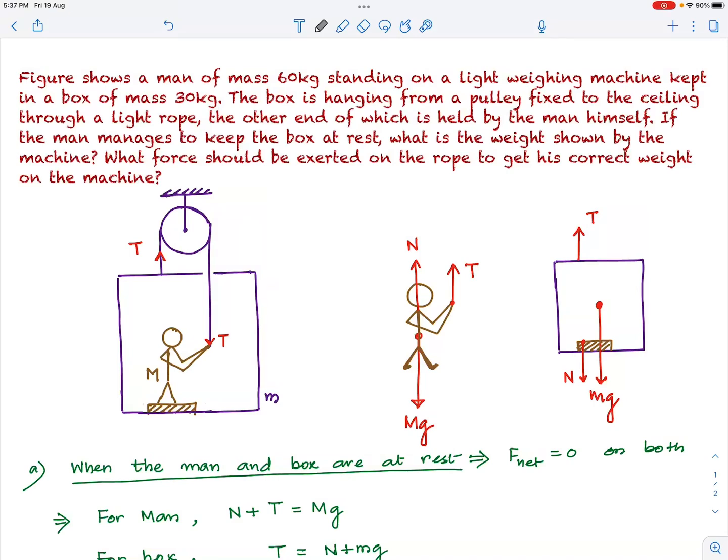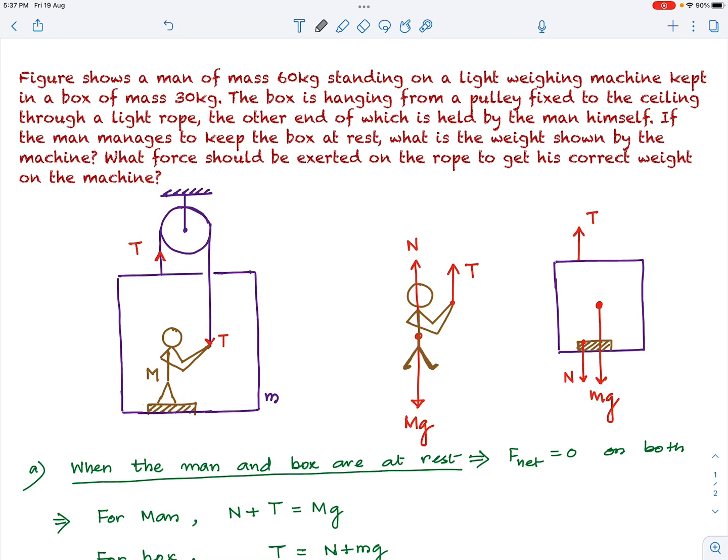Hello students, so today's question says, figure shows a man of mass 60 kg standing on a light weighing machine kept in a box of mass 30 kg. The box is hanging from a pulley fixed to the ceiling through a light rope, the other end of which is held by the man himself. If the man manages to keep the box at rest, what is the weight shown by the machine? Also, what force should be exerted on the rope to get his correct weight on the machine?